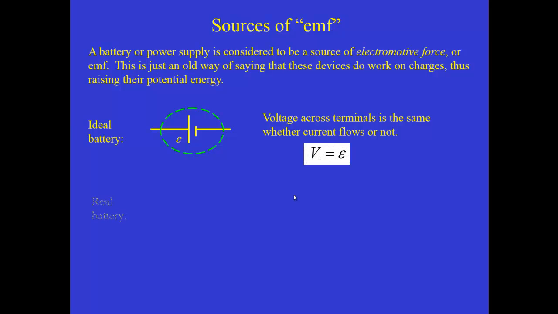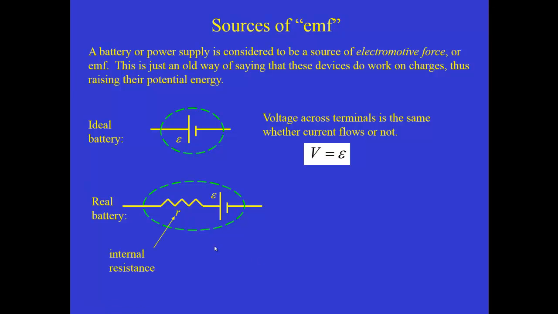However, in a real battery, and this is more realistic, real batteries have material inside them, and the charges that create a current have to flow through that device. And there's usually some small amount of resistance, and that's why we use lowercase r here, because it's usually a fairly small amount. And so a real battery is an ideal voltage source with a very small internal resistance in series with it. And so what does that mean?